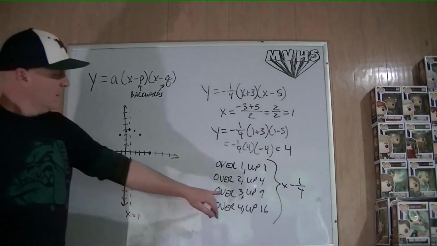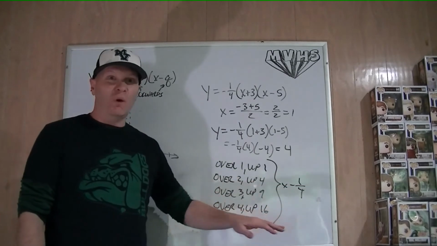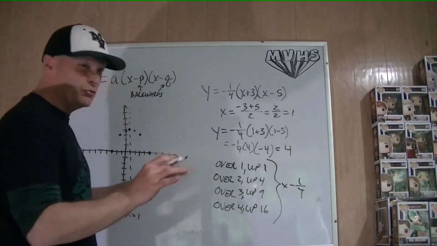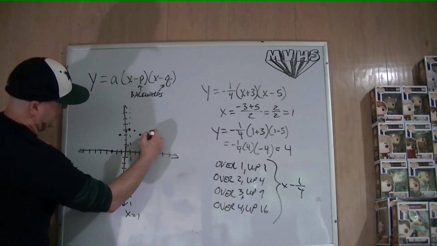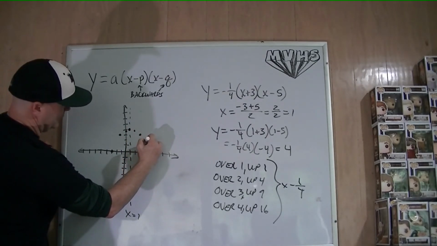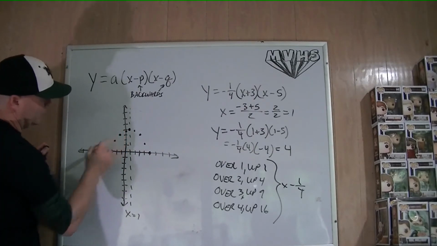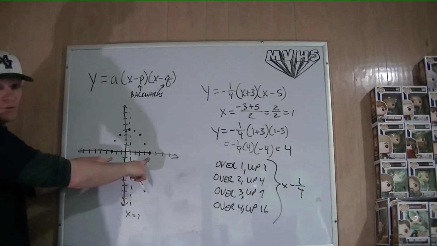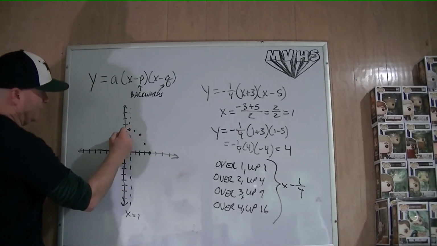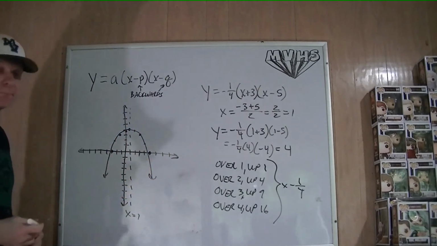Okay, and then instead of over 3, up 9, 9 times negative 1/4 is negative 2.25. So we're going to have to estimate again. So over 3 and down 1, 2, a little bit more than 2. 1, 2, 3, 1, 2, right about there. Okay. If we did the next step, we would end up with our two x-intercepts, but we already graphed those. Oops, I missed there, but there's our graph.